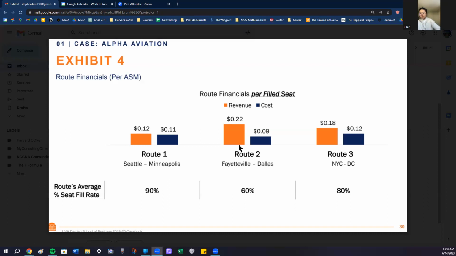So we have route one with the profit per ASM to be 1 cent per seat per mile. And route two being a profit of 22 minus 9, which is 13 cents. So, excuse me, 13 cents per seat per mile.